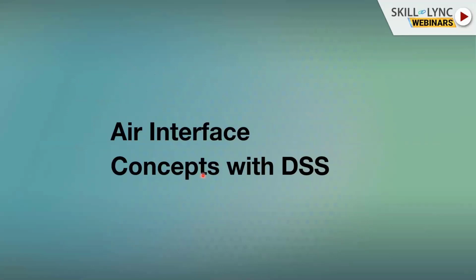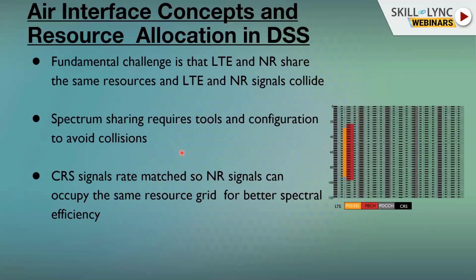So now moving on to the air interface concept. So this gets really technical. This is where the magic is happening in terms of the scheduling and spectrum resources. So the fundamental challenge is that LTE and NR share the same resources, right? So the resource block you can see here could be a common resource block between LTE and NR. So what we want to ensure is that the signals do not collide. In order to do that, we use various techniques. So we do various things with the air interface to avoid that.